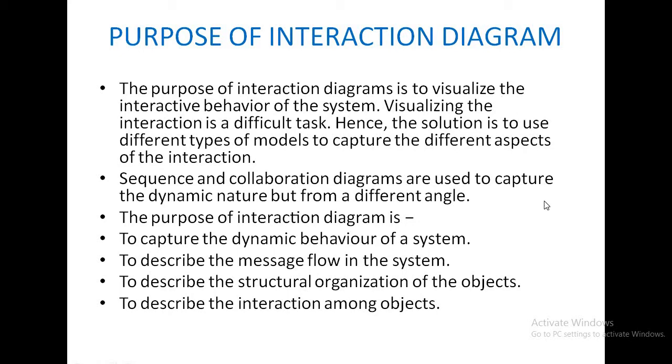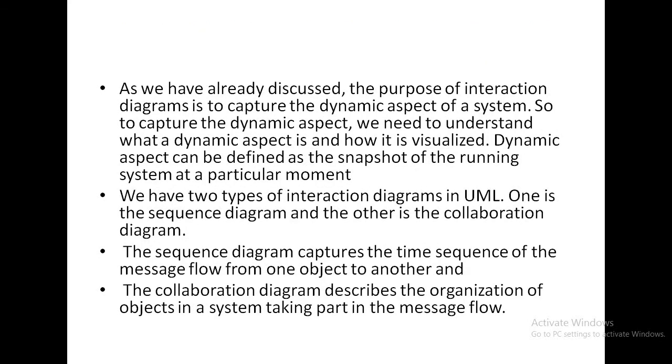The purpose of the interaction diagram is, first, to capture the dynamic behavior of a system. Second, to describe the message flow in the system. Third, to describe the structural organization of the objects. And fourth, to describe the interaction among the objects. As we have already discussed, the purpose of the interaction diagram is to capture the dynamic aspect of a system. So, to capture the dynamic aspect, we need to understand what a dynamic aspect is and how it is visualized.